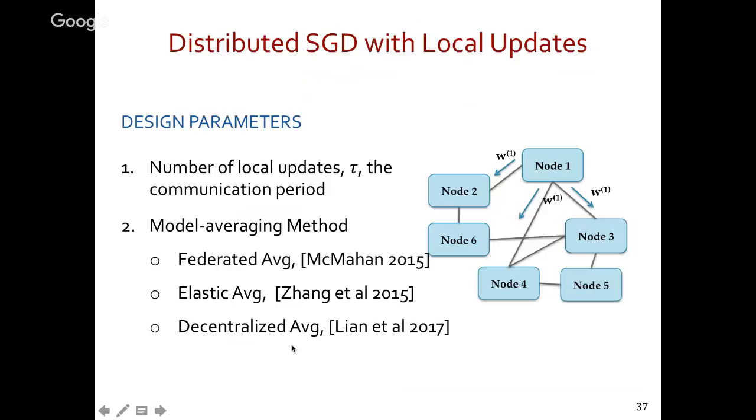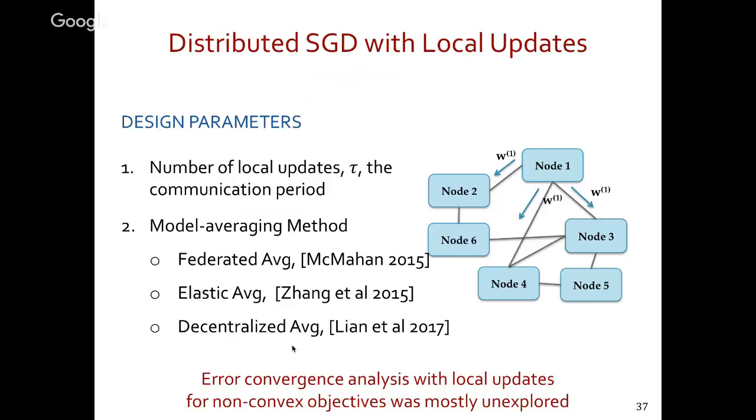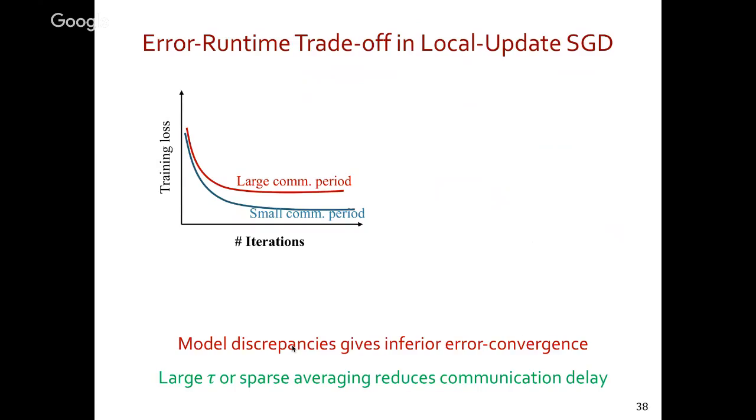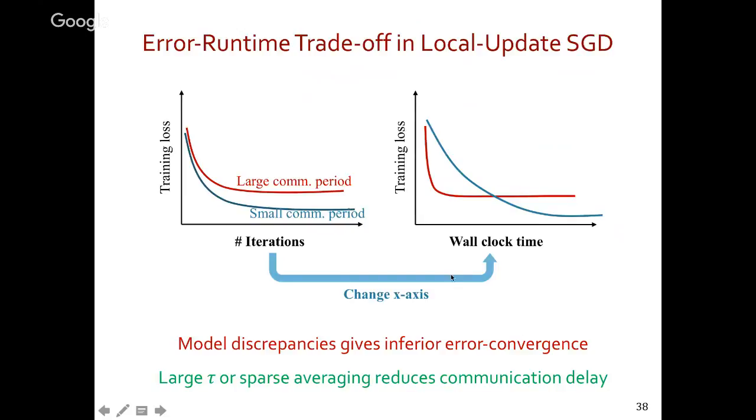All of these methods have been studied separately in different works, but in general, the error convergence analysis of these local update SGD algorithms is quite open, especially for non-convex objectives. There's not much work done on it, and there's a lot of room for improvement. So our approach is again to look at the error-runtime trade-off in these local update SGD algorithms. Instead of looking at training loss versus number of iterations, we want to change the x-axis and look at training loss versus wall clock time. Here the trade-off is that the less communication we have between the nodes, with more sparse averaging or a large value of tau, the lower the communication delay, but the larger the discrepancies between these local models, which can give worse convergence.